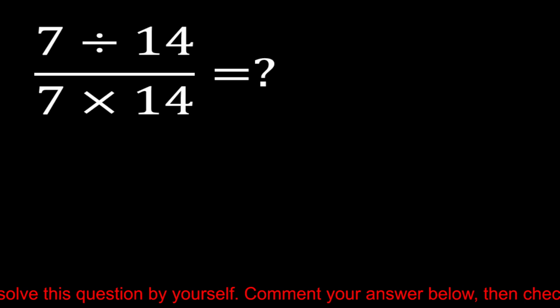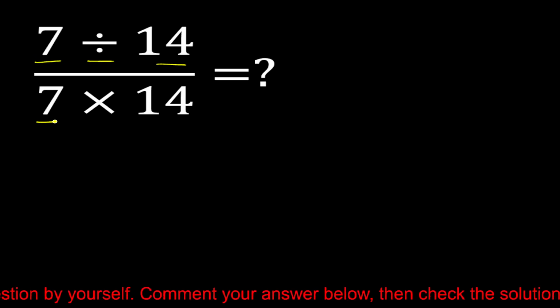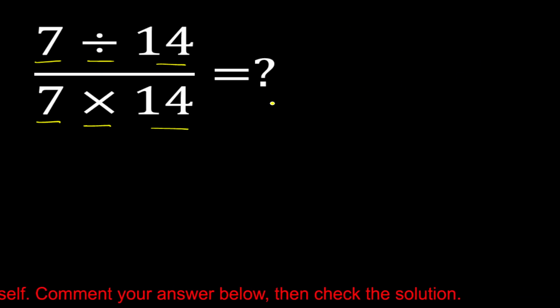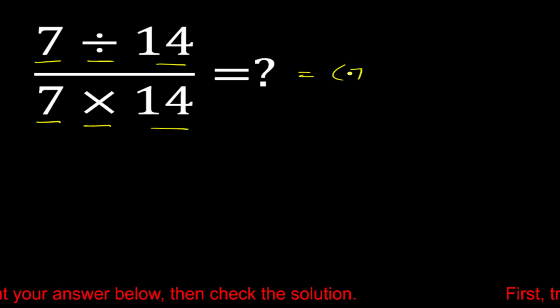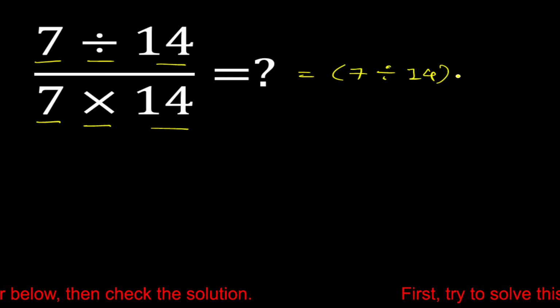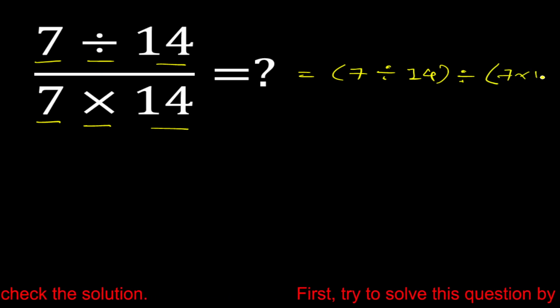So, 7 divided by 14, then 7 multiply 14. Okay, so we can write this question like 7 divided by 14, then divide in the second parenthesis 7 multiply 14.